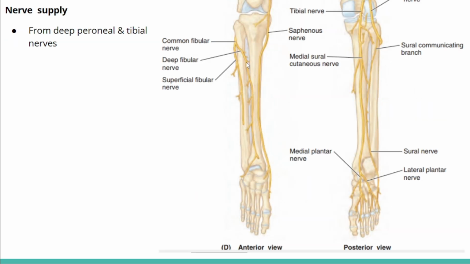Nerve supply is from the deep peroneal nerve and the tibial nerve. So the deep fibular nerve is a branch of the common fibular nerve, and around the ankle joint it gives innervation to the ankle joint. And also the tibial nerve gives branches at the ankle joint.